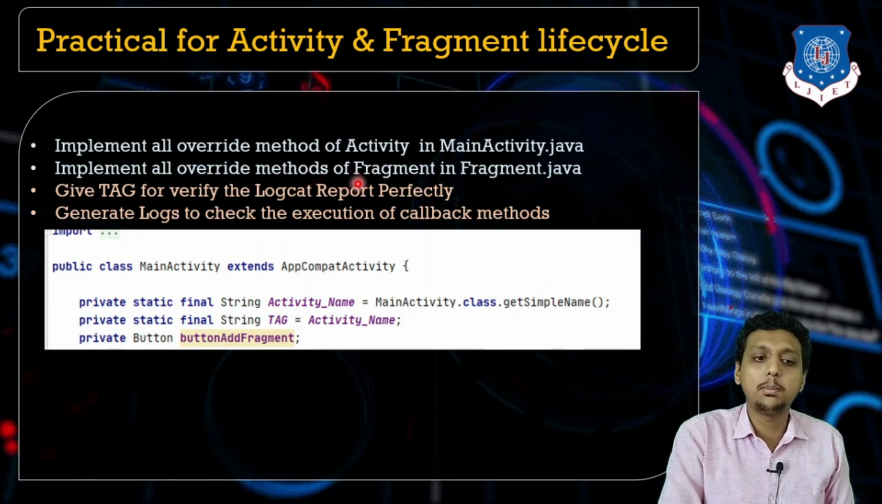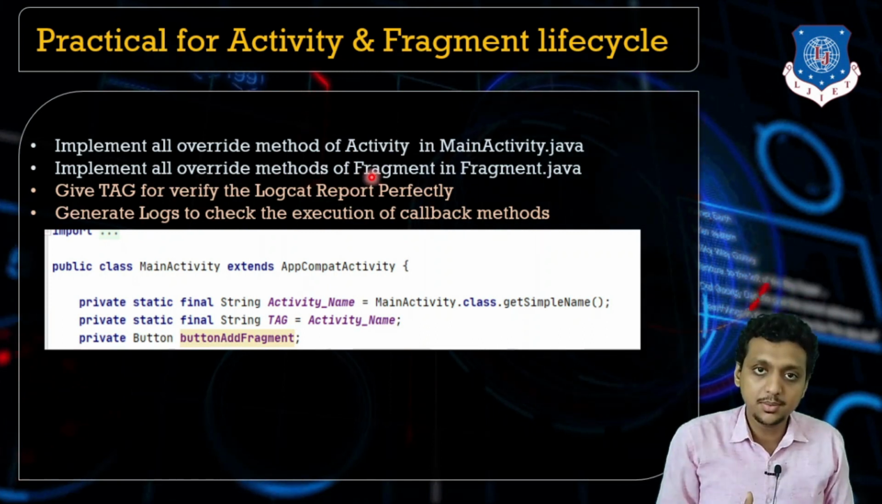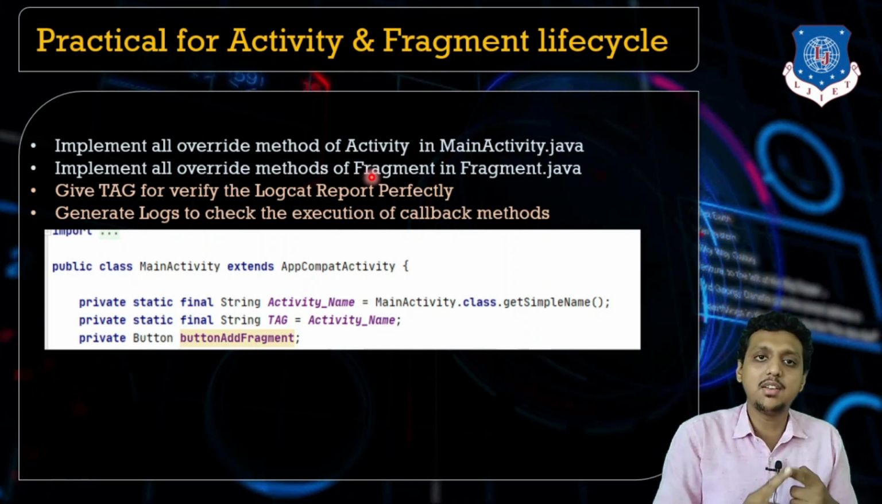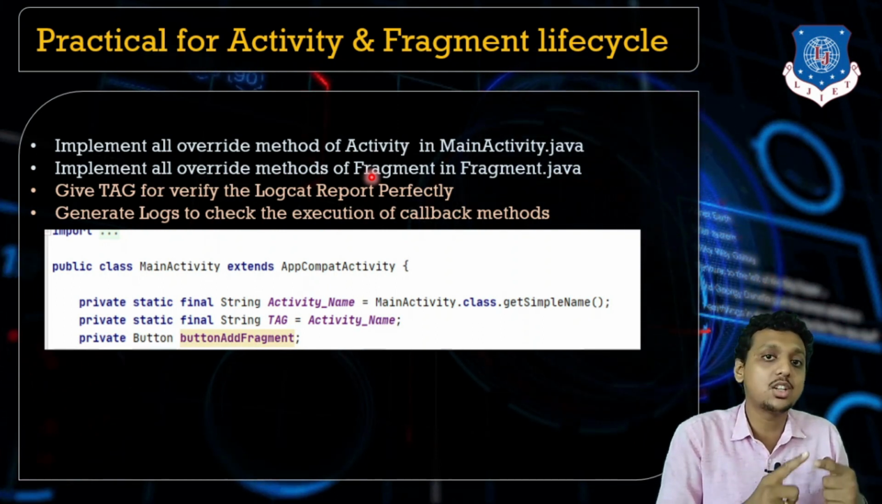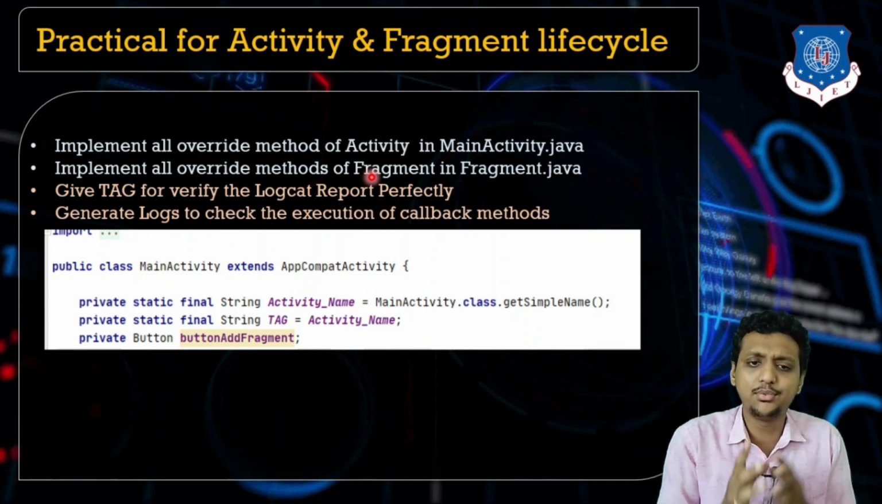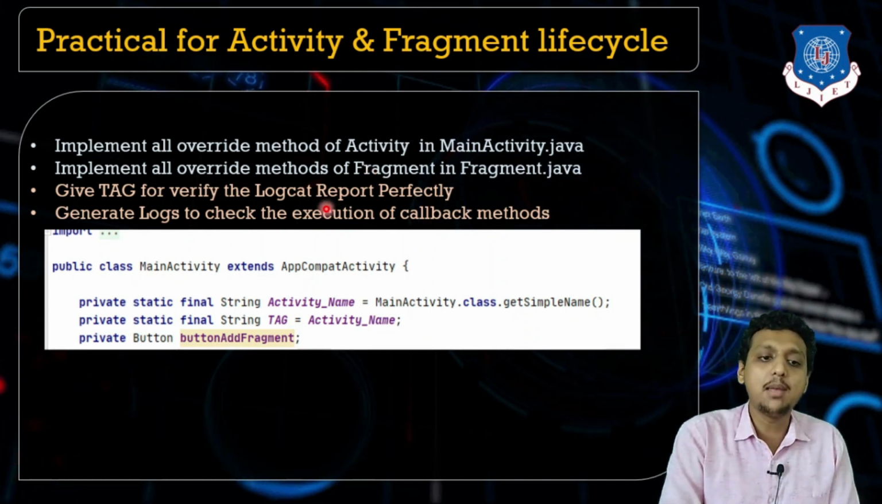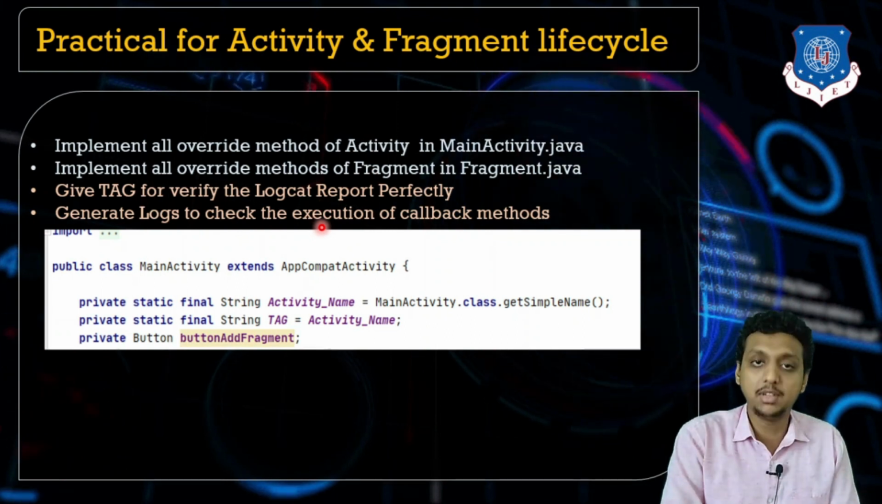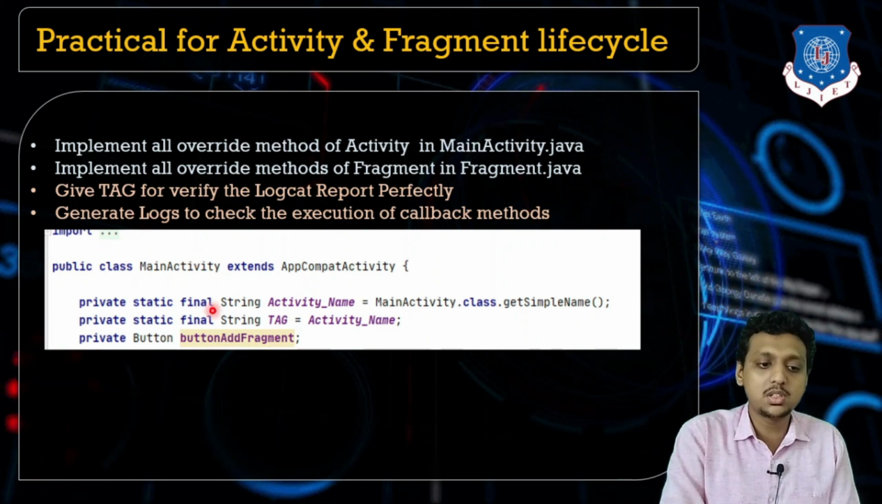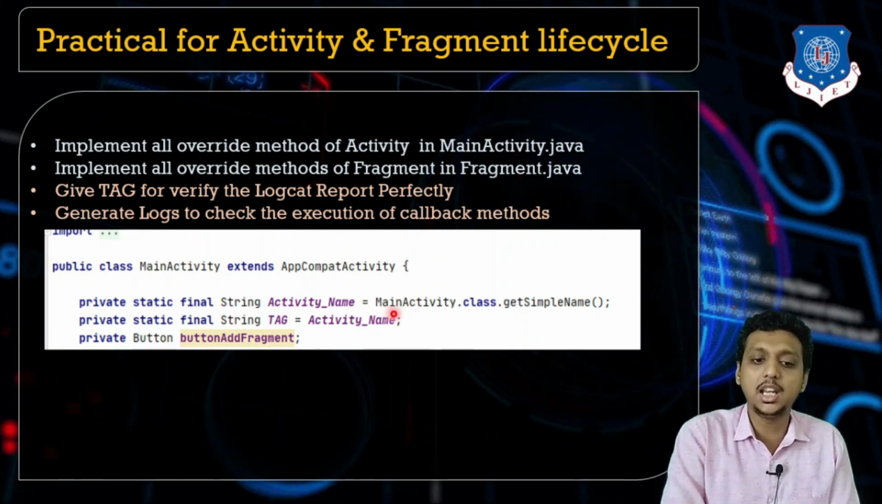Next, you just need to implement all methods in the fragment. So I did this task, and I'm just going to show you. First I have overridden all the methods of the activity, and I have overridden all methods of the fragment. Then I'm going to use a tag in the main activity because we need to run the main activity file. I have used one tag, like a final string activityName.